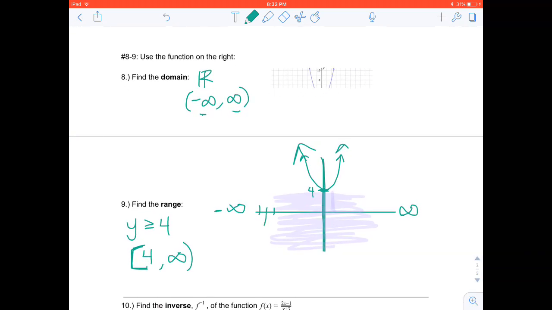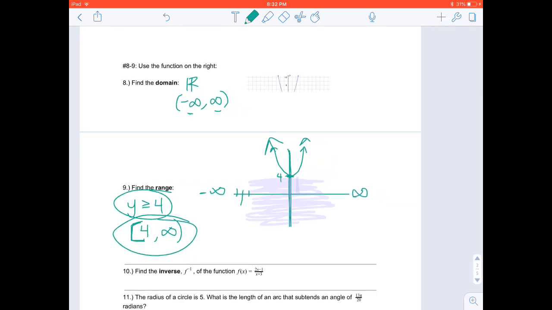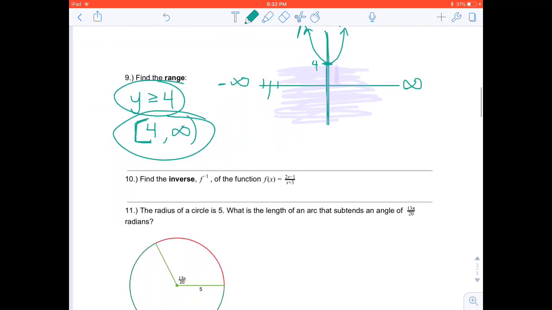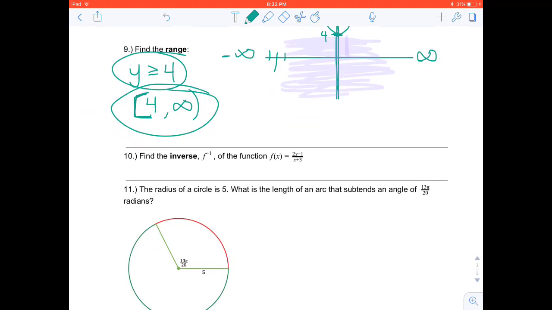You should be familiar with both notations because remember your test is multiple choice. So your choices might be written like this or they might be written like this. So you've got to make sure you know and can understand both ways. So you can expect domain and range to be on the test.